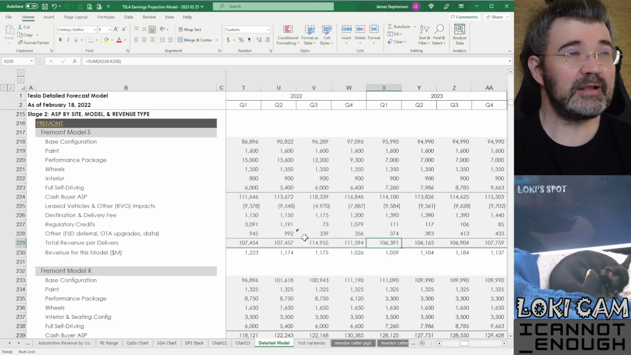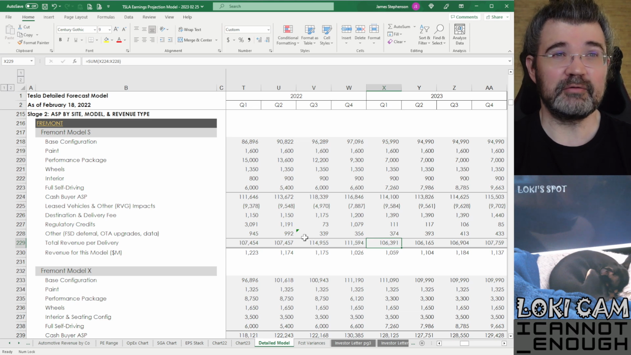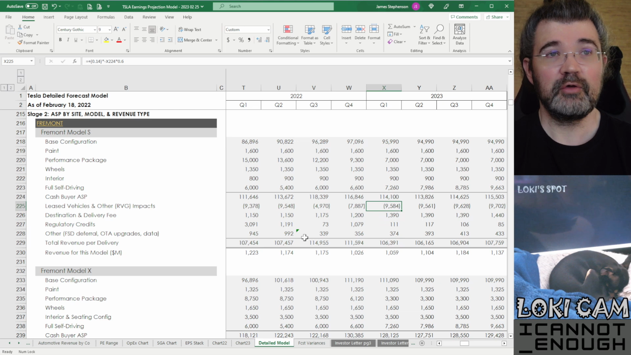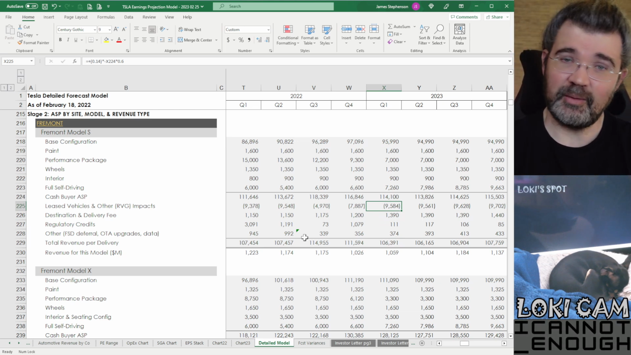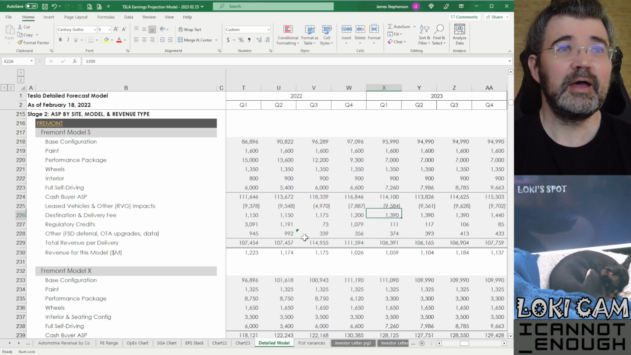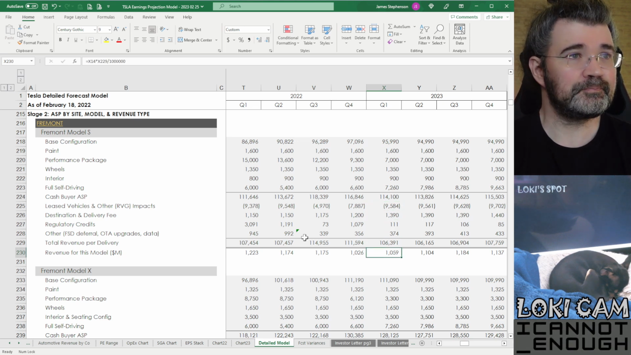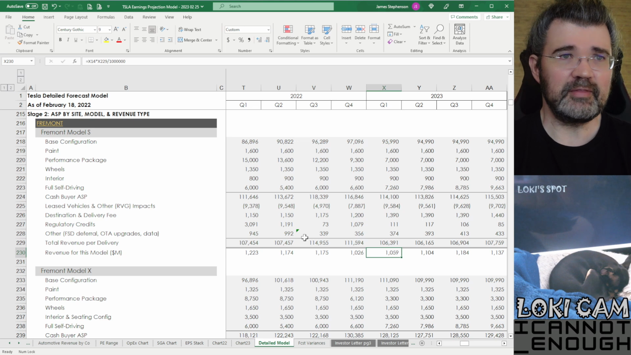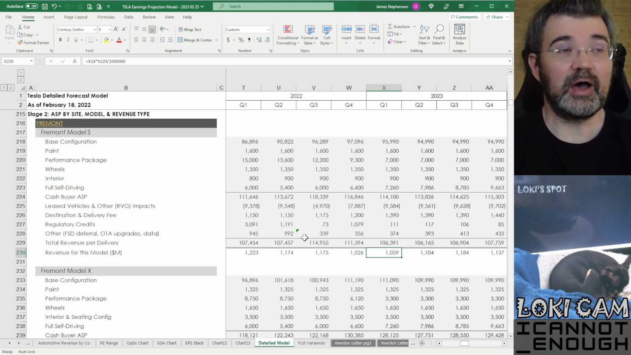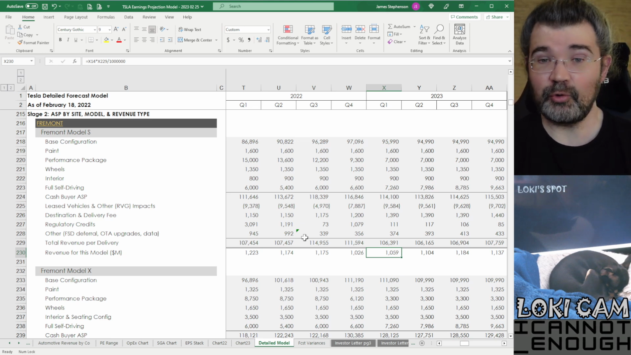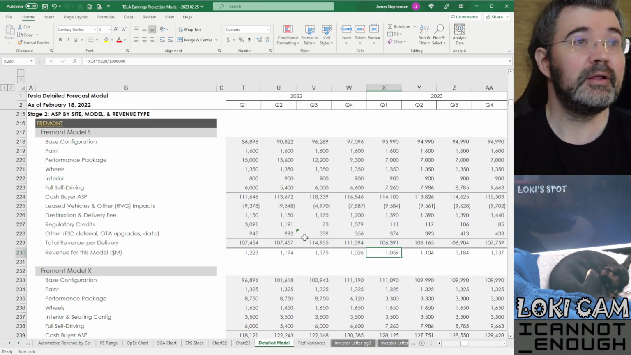And that gets you to total revenue per delivery of $106,391, again, mostly because so many of the people who take delivery of a Model S are doing so as a lease and not as an outright purchase. And the next line that I have here is just telling me, hey, how many dollars worth of revenue am I forecasting for this model?